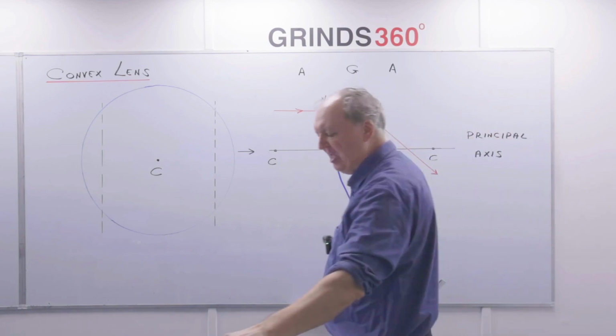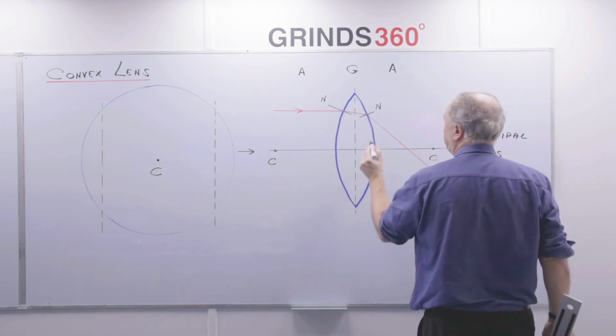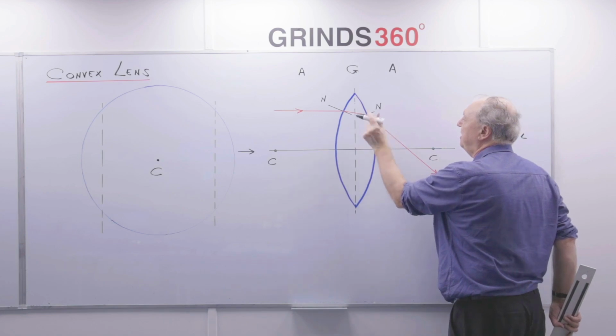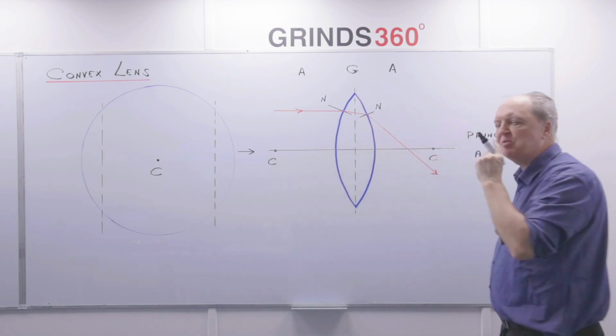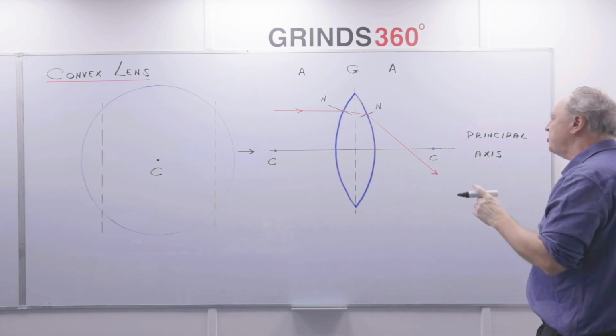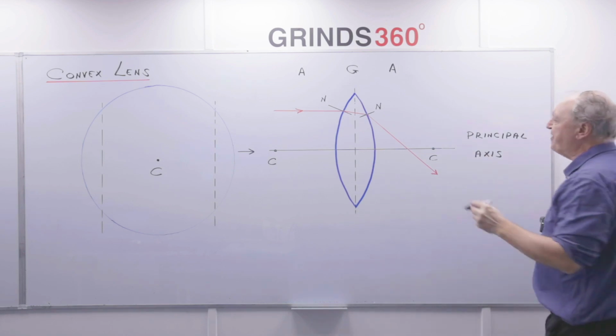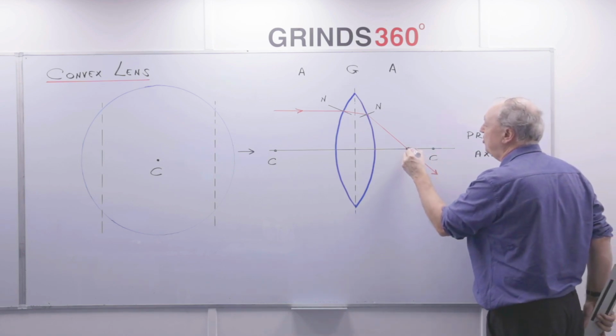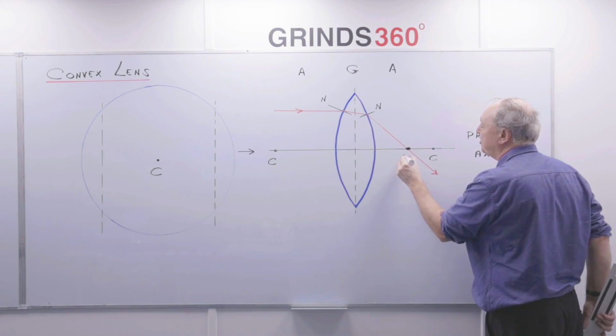So you can see, looking at that, the angle of refraction here is bigger than the angle of incidence there. It's bending away from the normal when it goes from a slower medium into a faster medium. And that point that it passes through, that point is called the focus F.